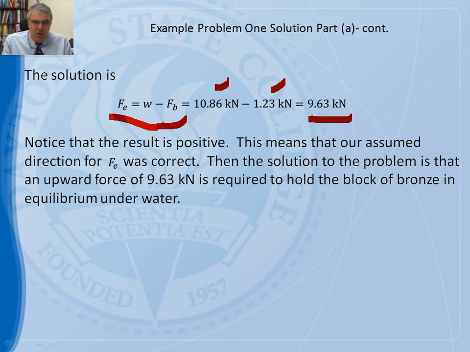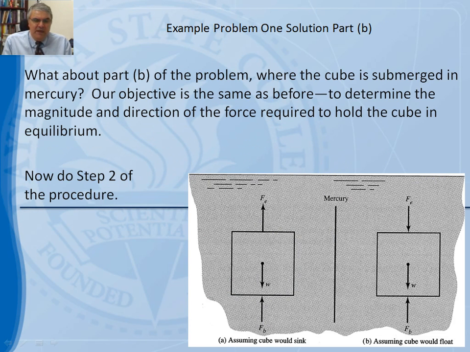in equilibrium under water. So for the second part of the problem, we would look at the cube that we just looked at, except this time it's going to be submerged in mercury. Remember, in the first case it was submerged in water. Second case it's going to be mercury. So our objective is the same as before, to determine the magnitude and direction of the force required to hold the cube in equilibrium.